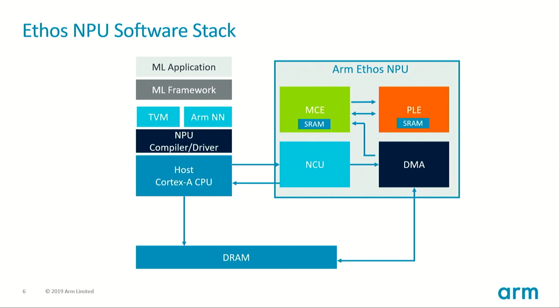We also have Arm NN and the machine learning platform, which also integrates down into the NPU compiler and driver. This is talking in terms of the host Cortex-A CPU or the applications processor, which runs rich operating systems. We've also connected that to an Ethos NPU, which has an MCE, a PLE, a network control unit, DMA, and DRAM. It's a fixed function accelerator.